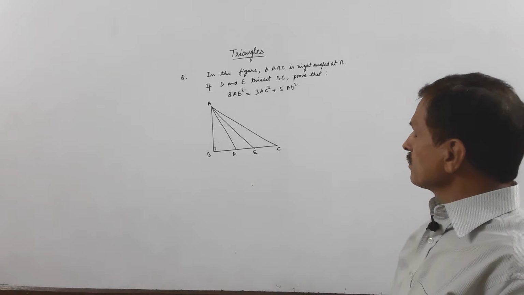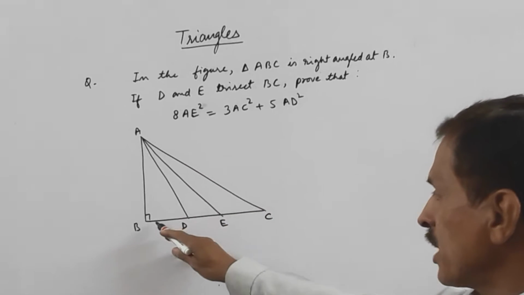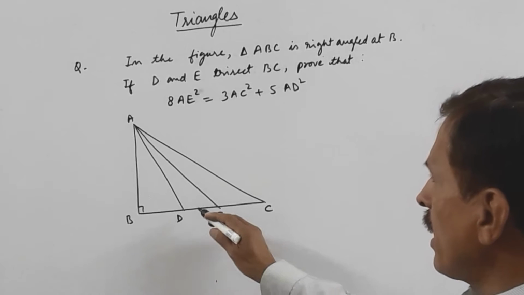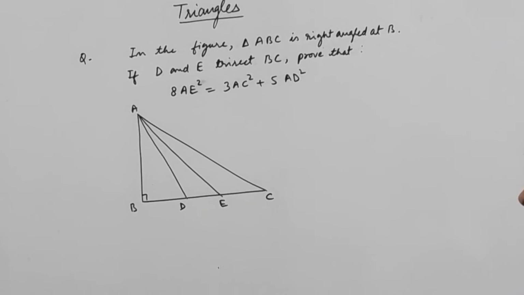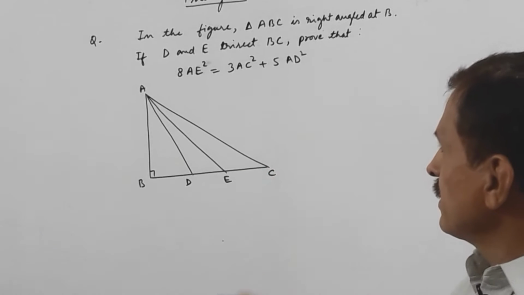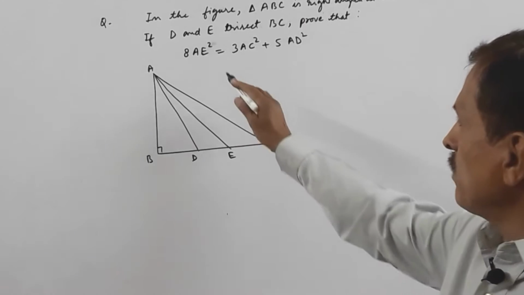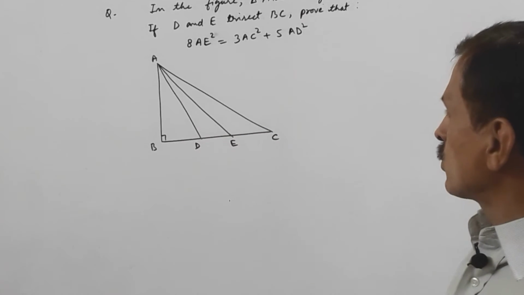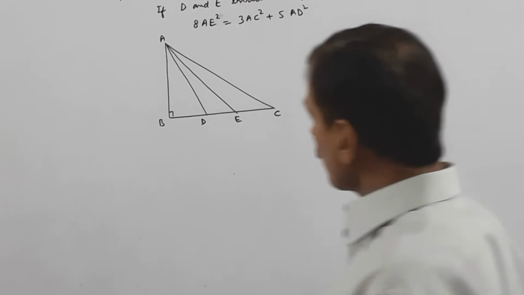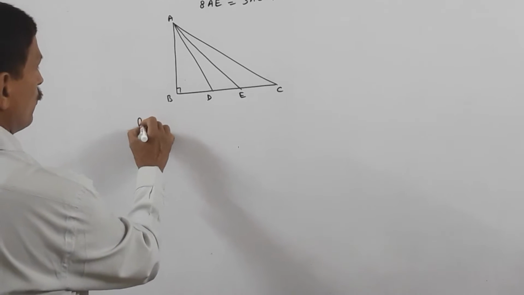Question: we are given a triangle ABC, right angle at B. D and E are points on BC such that BC is trisected at these points. Then we have to prove 8 times of AE square is equal to thrice of AC square plus 5 times of AD square. We take the proof.